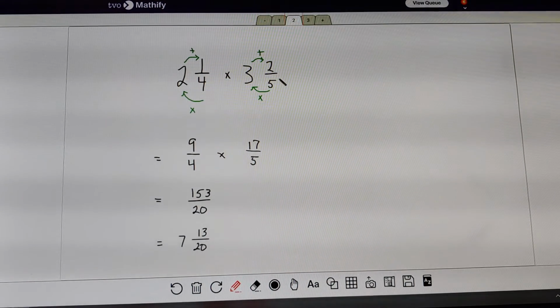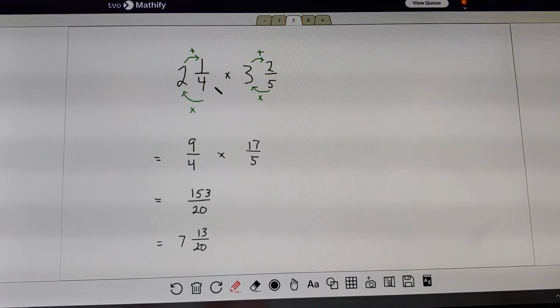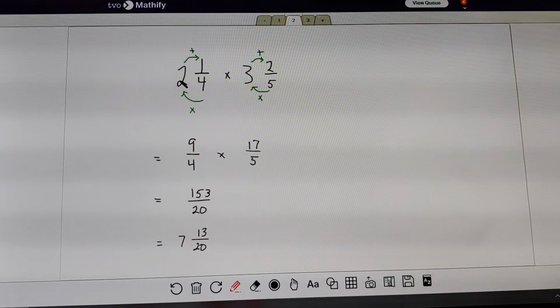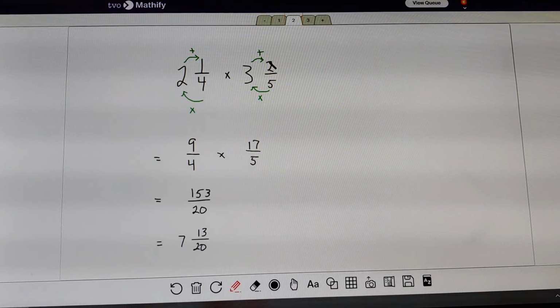So this one, 2 1/4 multiplied by 3 2/5. So I did say whenever you get a mixed number in this entire unit, first step is always going to be putting it into an improper fraction. So 4 times 2 is 8, plus another one is 9 over 4. 5 times 3 is 15, plus another 2 is 17 over 5.